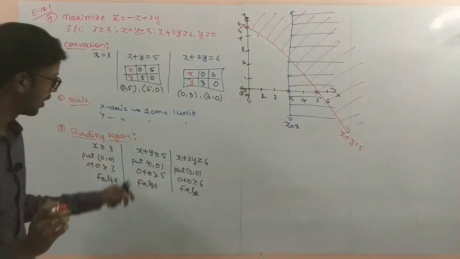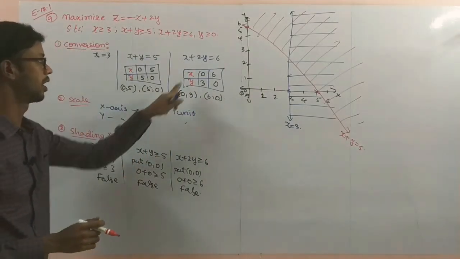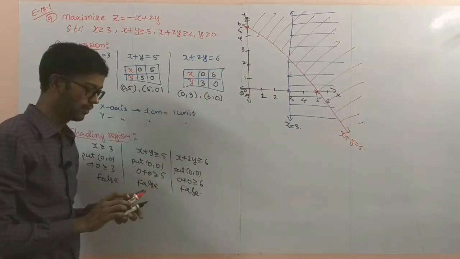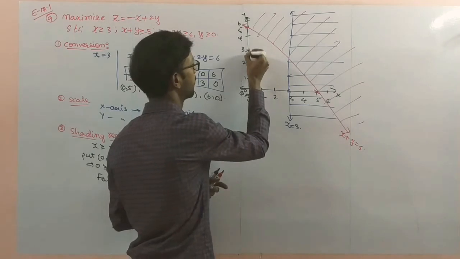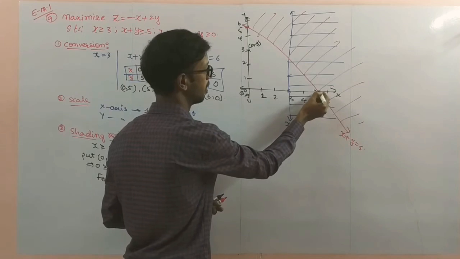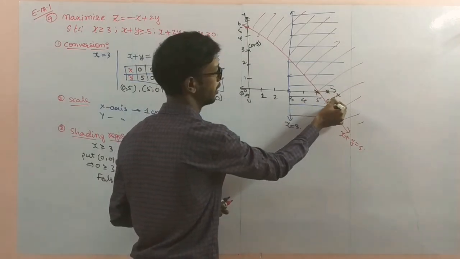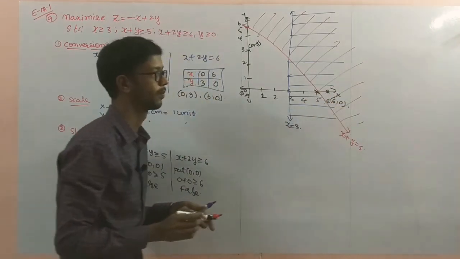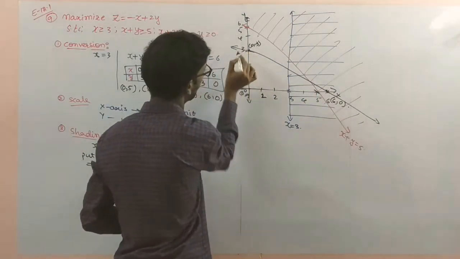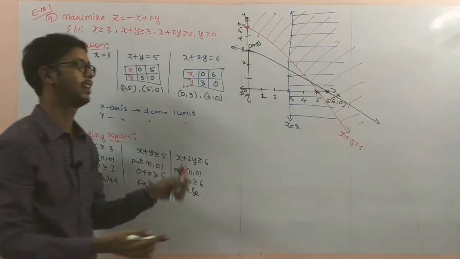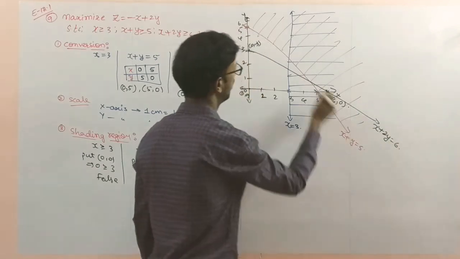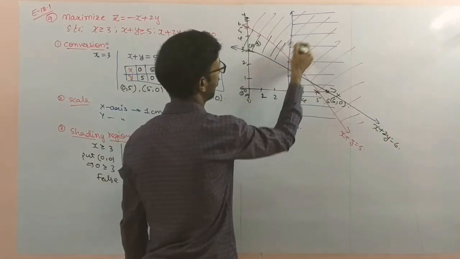Next one, x plus 2y greater than or equal to 6. The points are (0, 3) and (6, 0). This point is (6, 0). Now join the two points by the line. This line equation we have to mention here: x plus 2y equal to 6. Shading region is above the line.